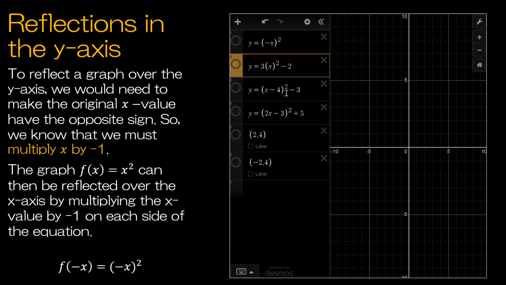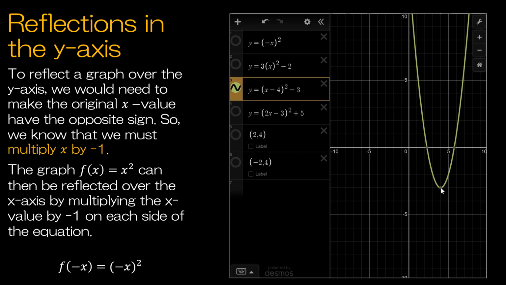So I've got two more for us to look at. Here is the equation that we ended with when we were looking at reflections over the x-axis. So over the y-axis, this point down here, which is (4, -3), we want that to reflect across the y-axis, so we want it to be (-4, -3). So that's where we want it to end up if it's crossing over the y-axis.